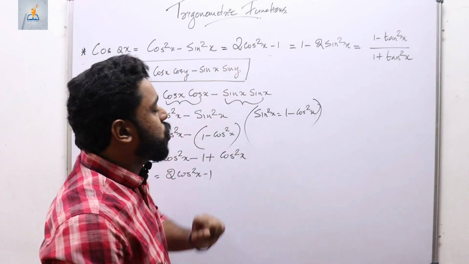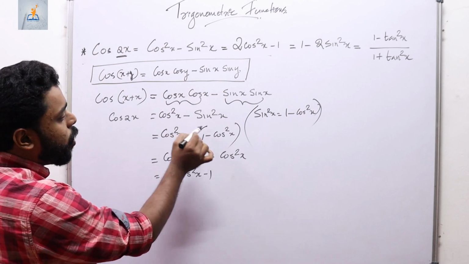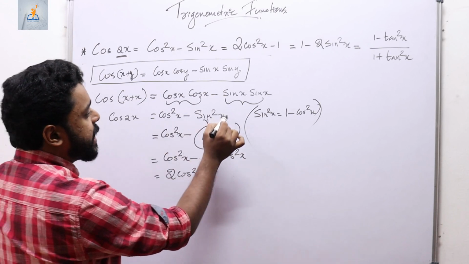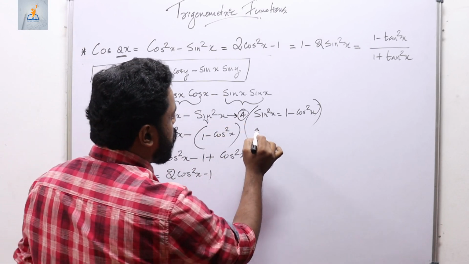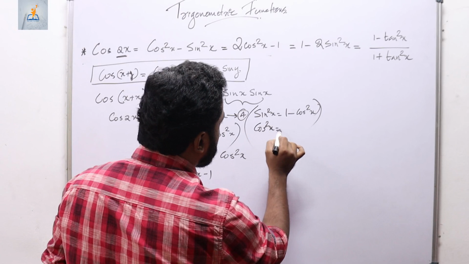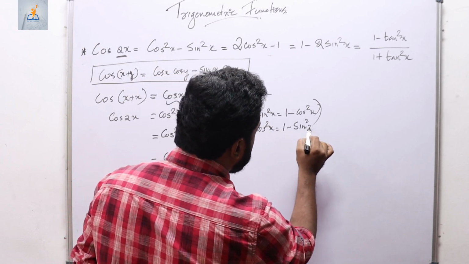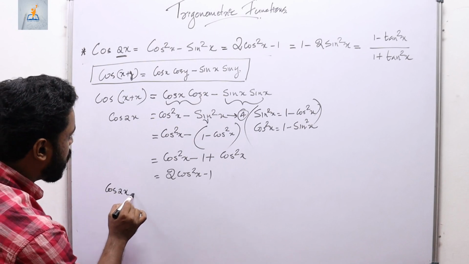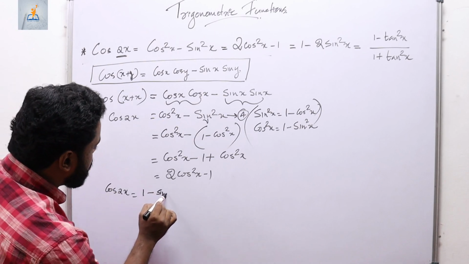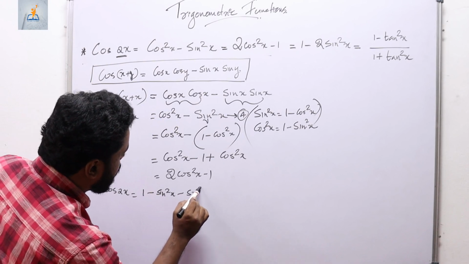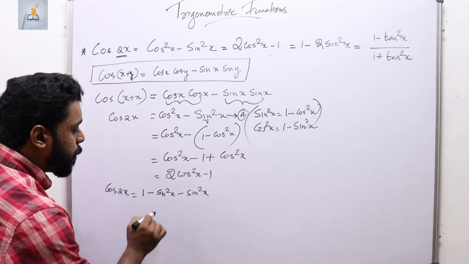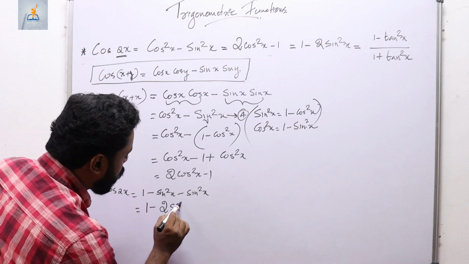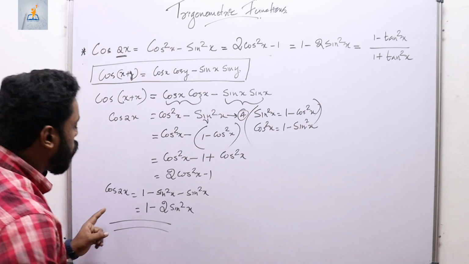We proved the third part also. Again we can prove the next one very simply like this. Instead of substituting for sin square x, I am substituting for cos square x in this equation number A, because we know that cos square x is equal to 1 minus sin square x, isn't it? So I am substituting cos square x here, then cos 2x will become 1 minus sin square x minus sin square x, isn't it? Now that is equal to 1 minus 2 sin square x. So this will be cos 2x.